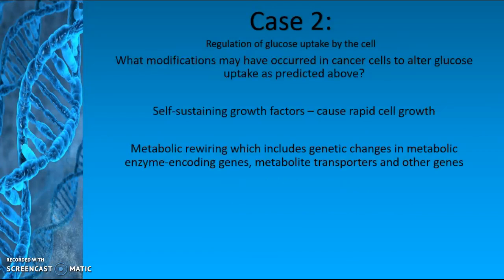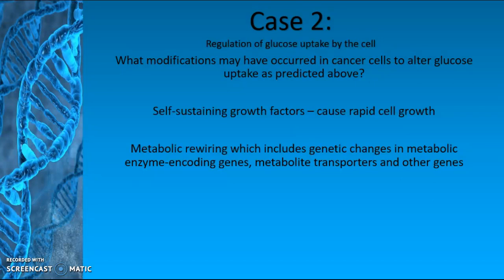Finally, we're asked what modifications may have occurred in cancer cells to alter glucose uptake as predicted above. One of the modifications found in cancer cells is the presence of self-sustaining growth factors which cause rapid cell growth. Another modification includes genetic changes in metabolic enzyme encoding genes, metabolite transporters, and other genes.